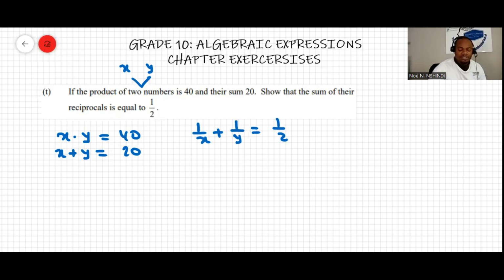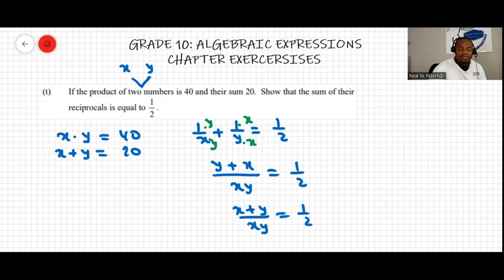In other words, if you combine the fractions here, meaning if I times here by y and I times here by x, this will be y plus x over xy equal to a half, or basically y plus x is the same as x plus y over xy equal to a half.